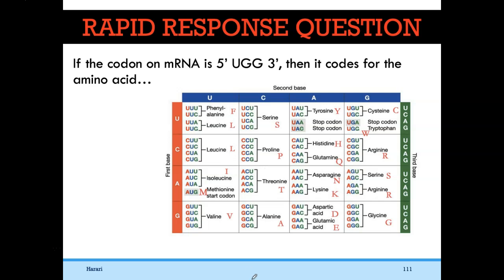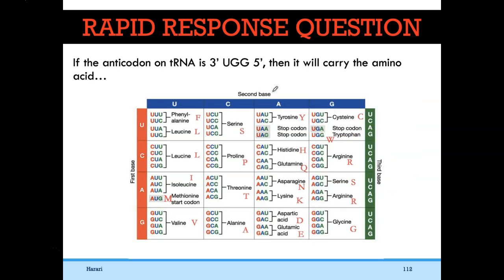So pause here. UGG is tryptophan. UGG encodes for tryptophan. If the anticodon on tRNA is 3' UGG, then what amino acid will it carry? So remember, you can't just look up UGG here, because the anticodon is UGG, and this is a codon table. This is not an anticodon table.